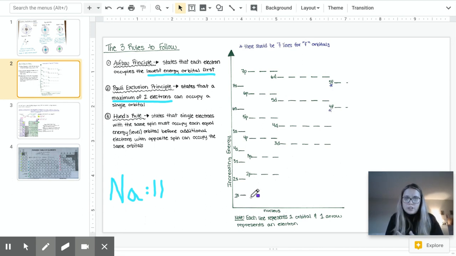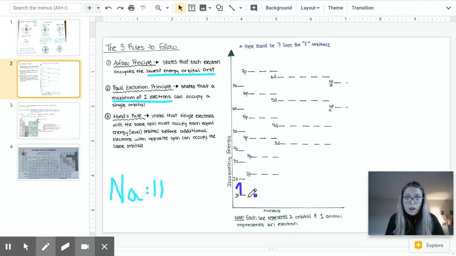So for our first electron, we're going to go with the lowest energy first. As we can see down here, this is where we have 0 energy, and if we're on a scale of 100, this is where we would have 100 energy. So as we move up this arrow, our energy is increasing. Each electron is going to occupy the lowest energy orbital first, so that is this one. I'm going to draw an arrow pointing up to account for that spin.